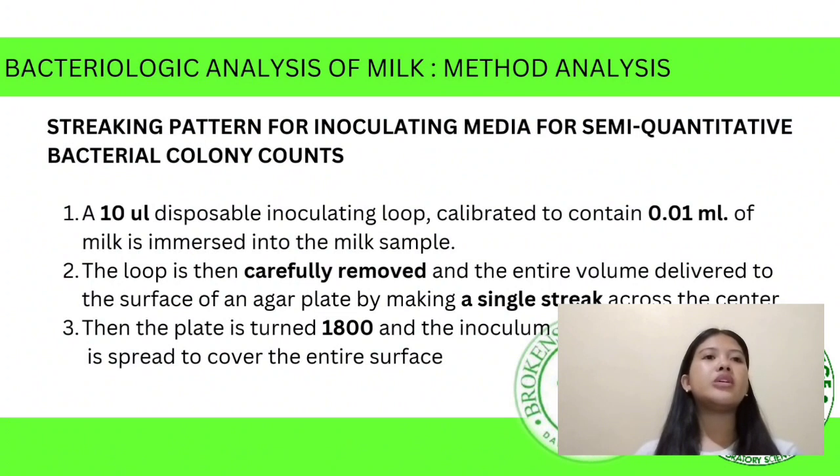A 10 microliter disposable inoculating loop calibrated to contain 0.01 ml of milk is immersed into the milk sample. The loop is then carefully removed and the entire volume delivered to the surface of an agar plate by making a single streak across the center. The inoculum is spread evenly at right angles to the primary streak, starting at the center of the medium. Then the plate is turned 180 degrees and the inoculum is spread to cover the entire surface.